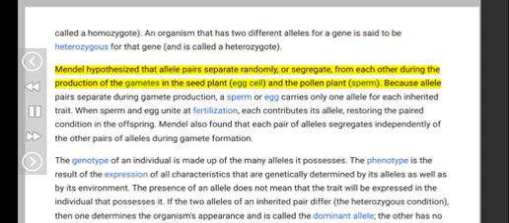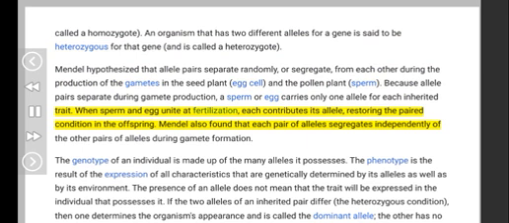Mendel hypothesized that allele pairs separate randomly, or segregate, from each other during the production of the gametes in the seed plant, egg cell, and the pollen plant, sperm. Because allele pairs separate during gamete production, a sperm or egg carries only one allele for each inherited trait. When sperm and egg unite at fertilization, each contributes its allele, restoring the paired condition in the offspring. He also found that each pair of alleles segregates independently of the other pairs of alleles during gamete formation.